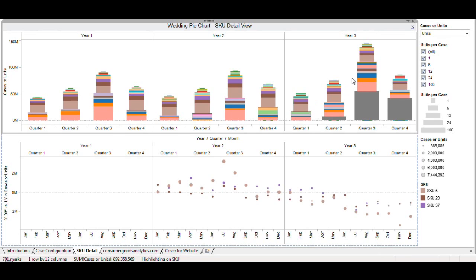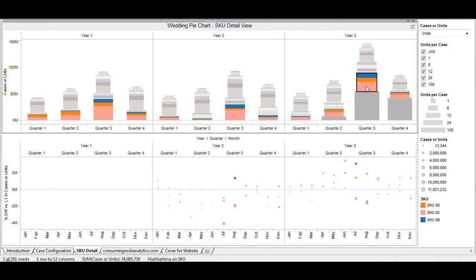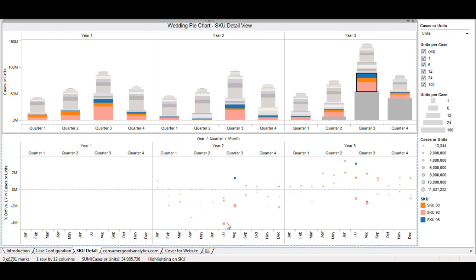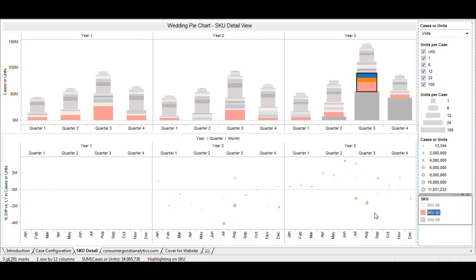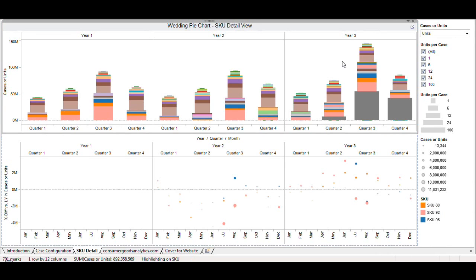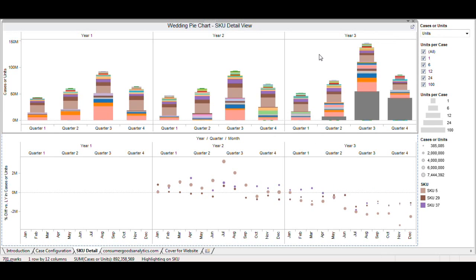And we can select in the top chart and see what's going on. Here we selected a few of the best performing 24 pack configurations, and we can see how each of those SKUs is performing. The 24 pack is the one that's suffering the most, and we can see that SKU 92 is really the one driving a lot of the lost sales. So we can interact with the visualization and see different configurations of the different products.